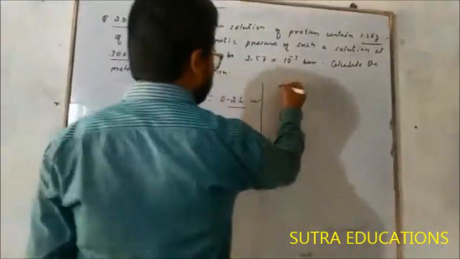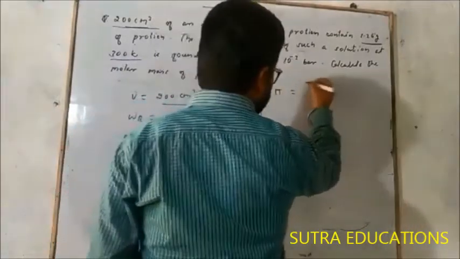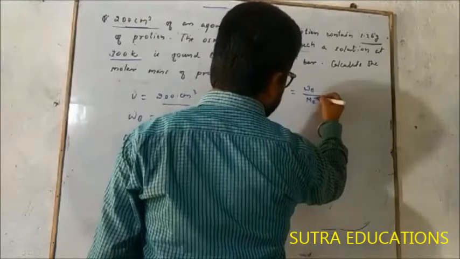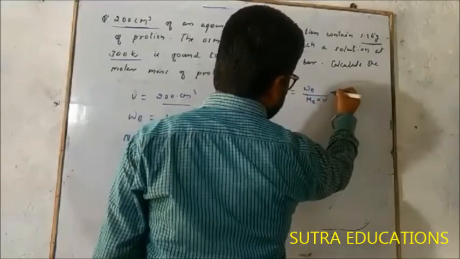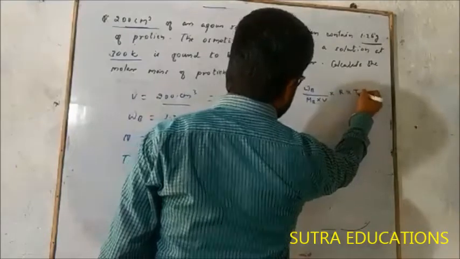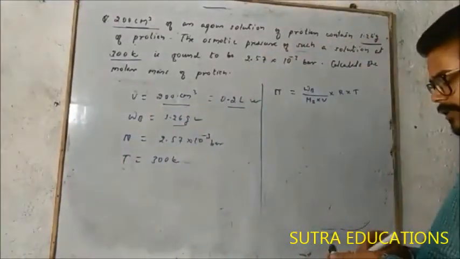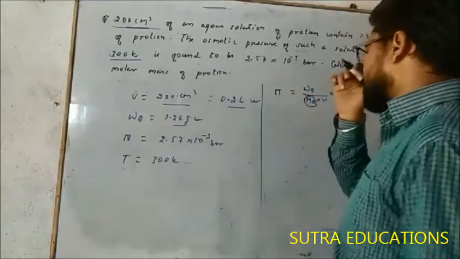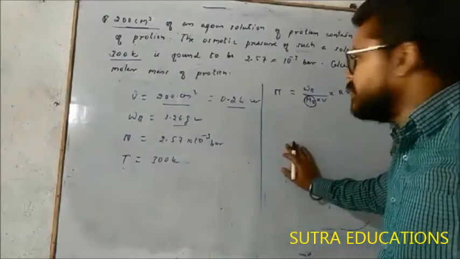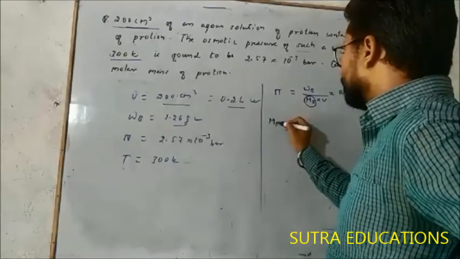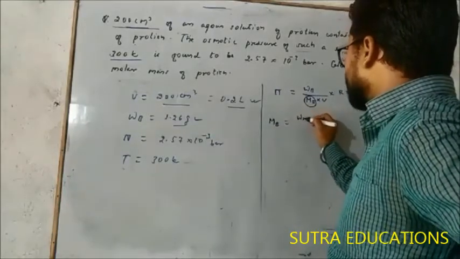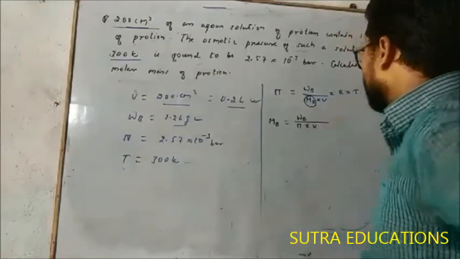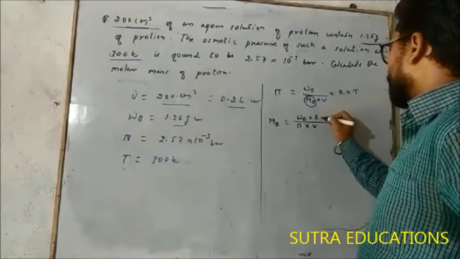So we know pi is equal to CRT. C can be written as WB upon MB into volume of solution in liter, multiplied by R into T. We have to calculate the molar mass of protein, meaning MB. Molar mass of protein means molar mass of solute, meaning MB. So MB will be equal to WB upon pi into V into R into T.